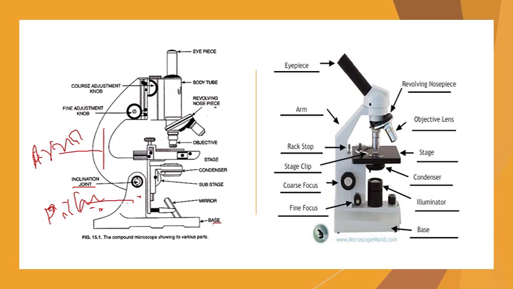Then we have a stage. This one is a stage, and it is a mechanical part. Then we have stage clips. These are also mechanical parts. Then we have a body tube. This one is the body tube, and that is also a mechanical part. Then we have a draw tube. This one is a draw tube.